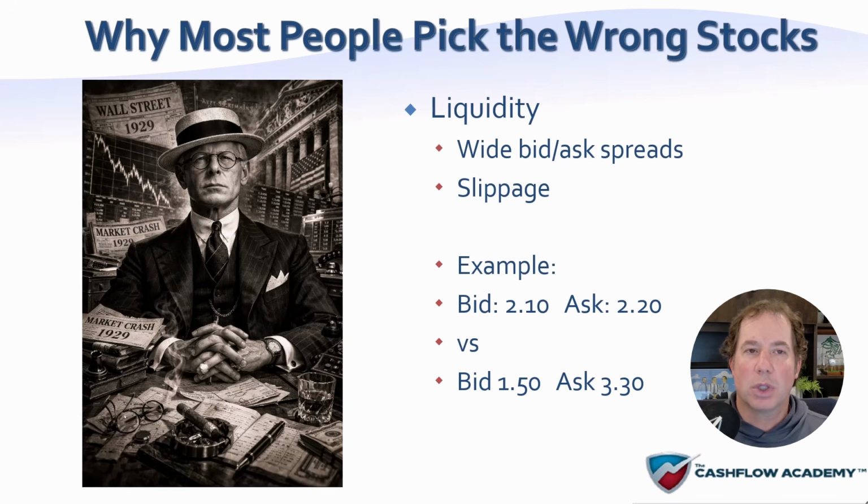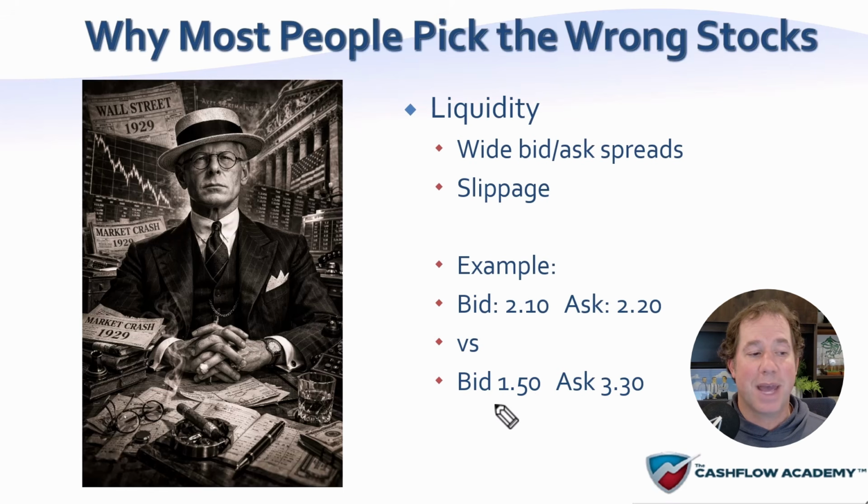So many people utilize stocks that have bad liquidity. And what does that mean? Well, it means they have wide bid-ask spreads. They experience a lot of slippage. A bid of 210 and an ask of 220, this is fantastic. That's a tight bid-ask spread. That means buyers and sellers are close together. Transactions are going to be easy to achieve. It's not a headache. That's great.